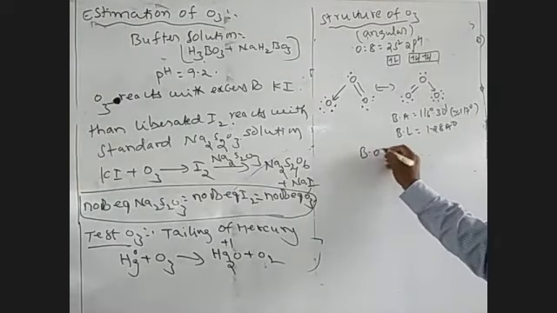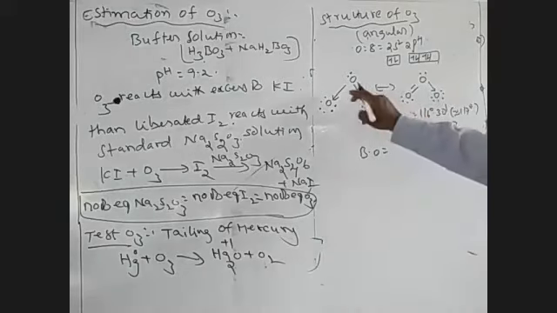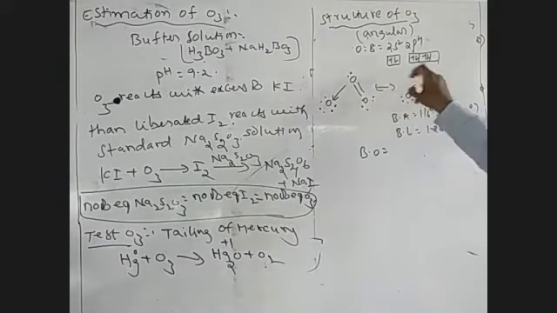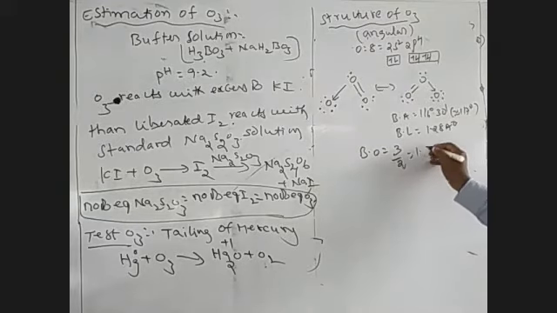Bond order means the number of bonds present between two atoms. In resonating structures, bond order is equal to the number of bonds divided by the number of resonating structures. How many bonds are there? 1, 2, 3. The total number of resonating structures is 2. So the bond order in the O3 molecule is 3/2, which is equal to 1.5.